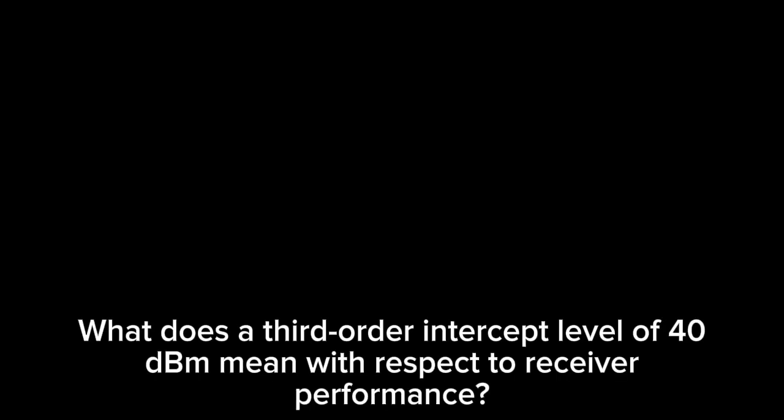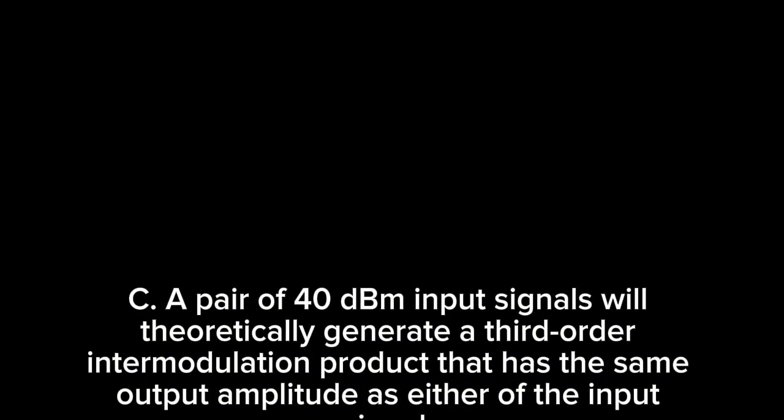E4D. C. What does a third-order intercept level of 40 dBm mean with respect to receiver performance? C. A pair of 40 dBm input signals will theoretically generate a third-order intermodulation product that has the same output amplitude as either of the input signals.